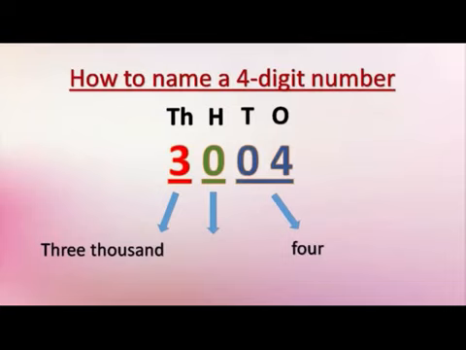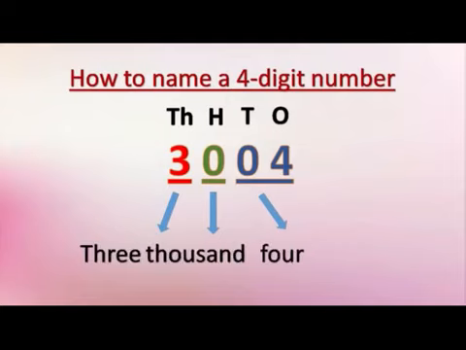What about the third part? 0, 4. 0, 4 means only 4. So this will be 3004. So the number name will be 3004.